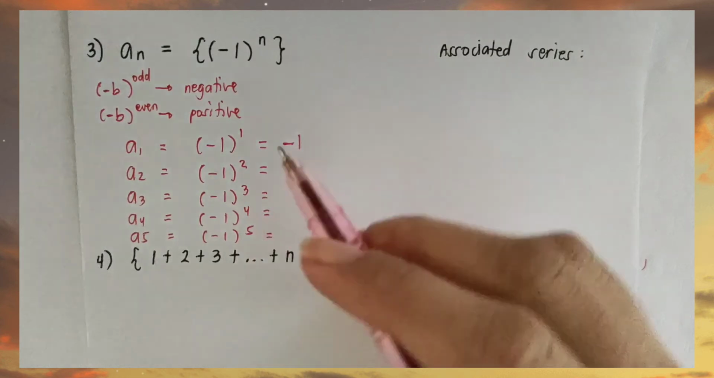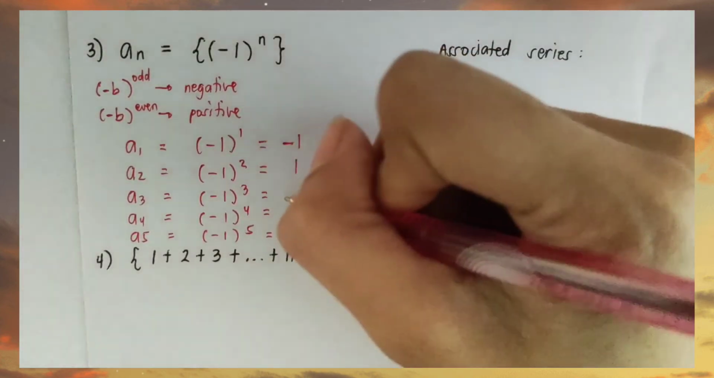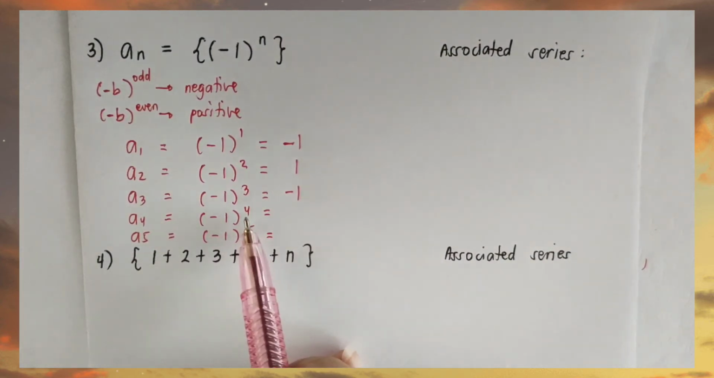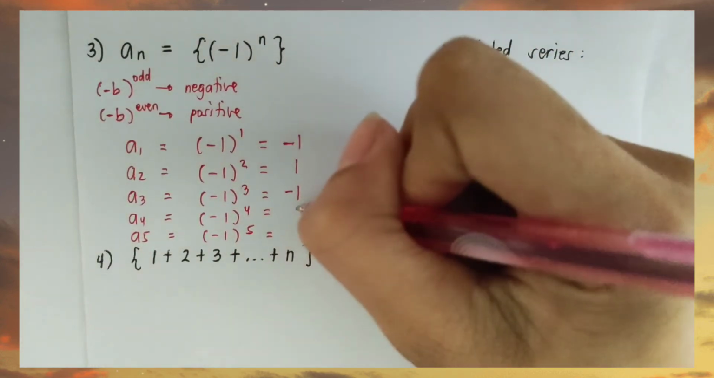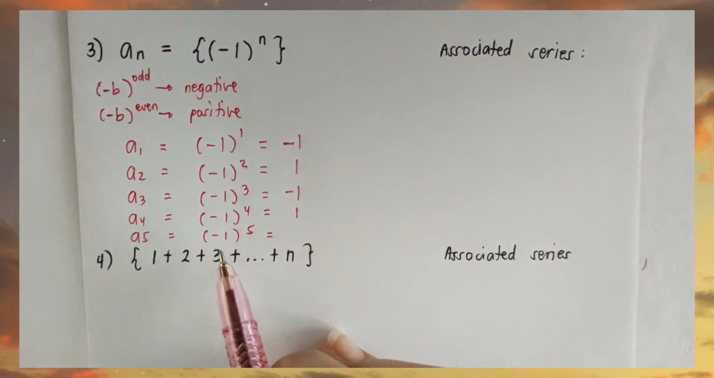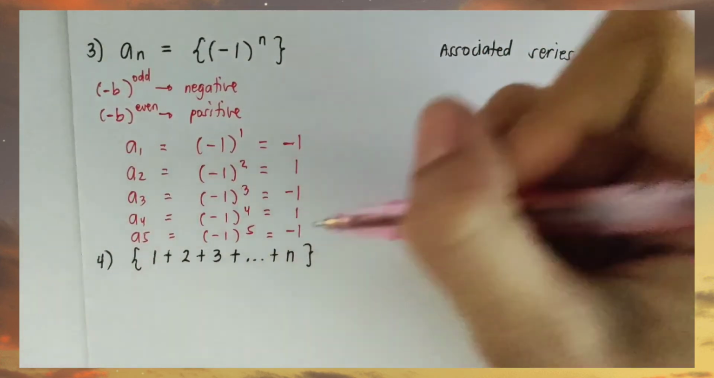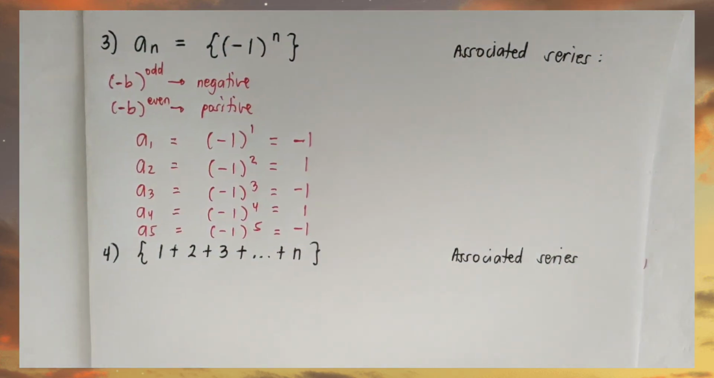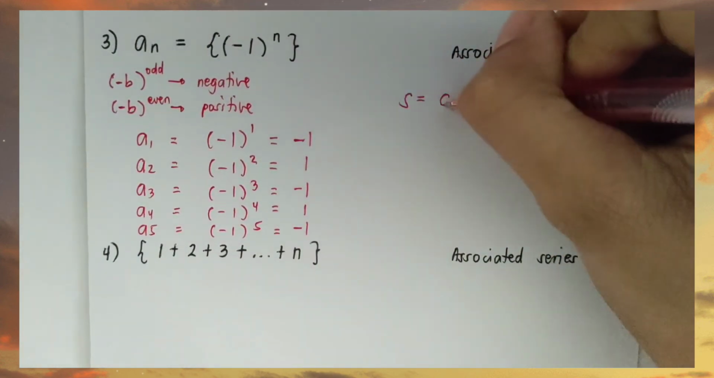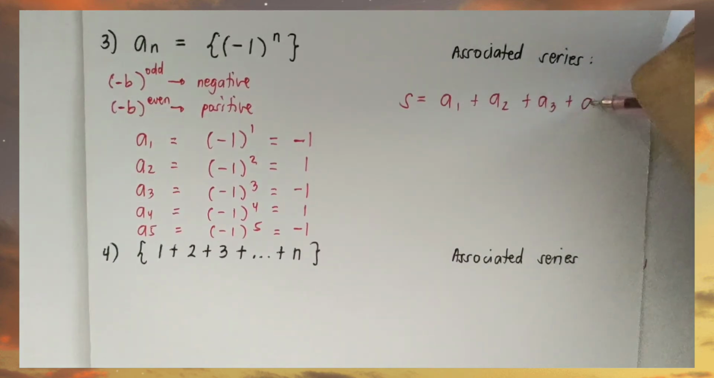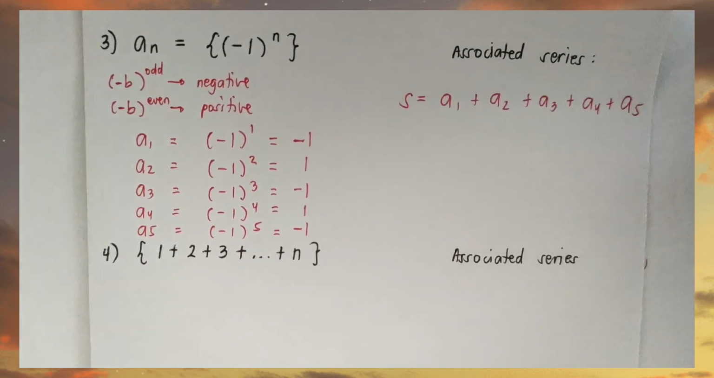Next, negative 1 cubed. It is odd, meaning to say the sign is negative. Next, the exponent is even, positive. The fifth one, we have negative 1 raised to 5, we have negative 1. So those are the values of our A sub 1 up to A sub 5. Now let us write the associated series. S is equal to A sub 1 plus A sub 2 plus A sub 3 plus A sub 4 plus A sub 5.